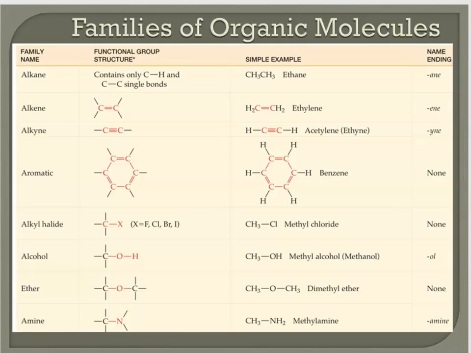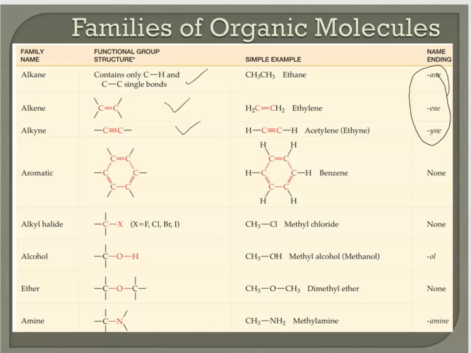So this is a list of the families of organic molecules. Alkanes, alkenes, alkynes, they're all just hydrocarbons with different numbers of bonds. So alkanes have single bonds, alkenes have double, alkynes have the triple bonds. So the big thing is when we're naming these things, at the end of the name, we're going to have the ANE, ENE, or YNE endings that dictate how many single, double, triple bonds there might be.